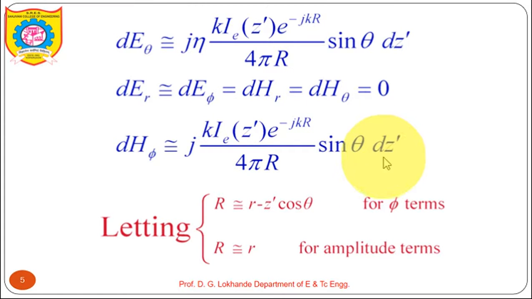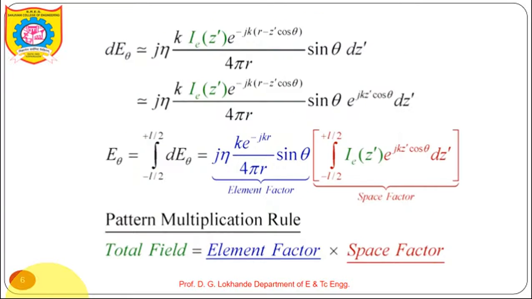Here we assume that the capital R value observed is approximately equal to r minus z dash cos theta. It is for the phase term, because a little deviation takes place between capital R and small r, which are observed in the figure, whereas capital R is approximately equal to r for the amplitude term. So both the radiating components might have the same amplitude but differ slightly in phase.